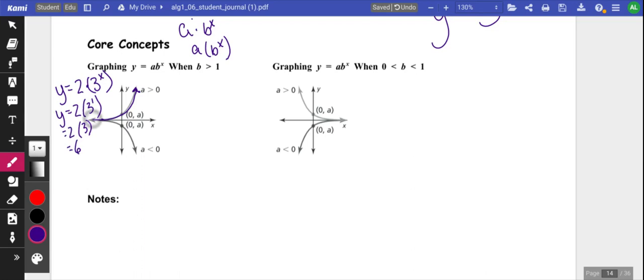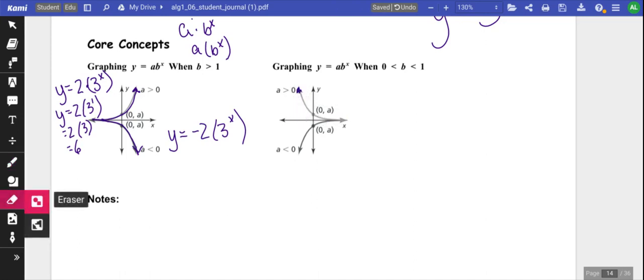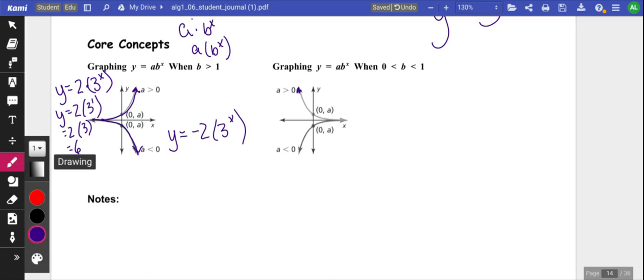This one where it kind of points down like this, we would see if that outside number, that a, was a negative. Then these that start off pointing up and then go down to this one point, or have a line where they kind of taper off, we see that when b is less than 1, or in between 0 and 1, I should say.